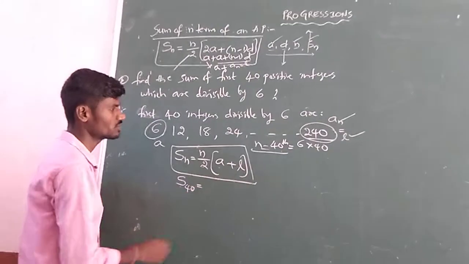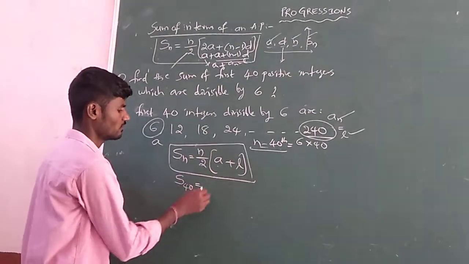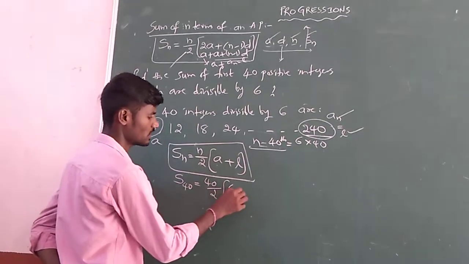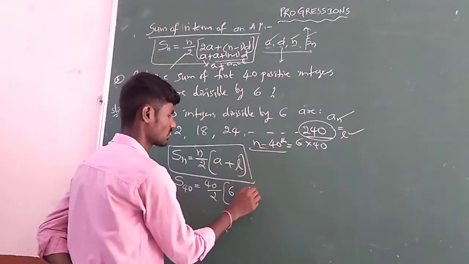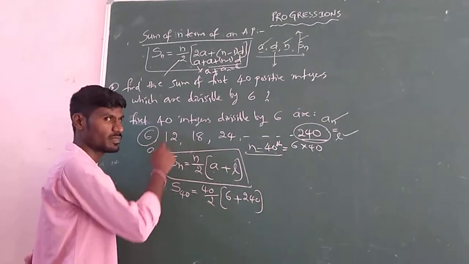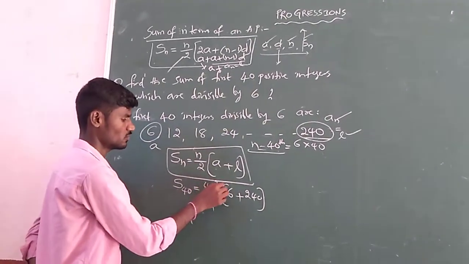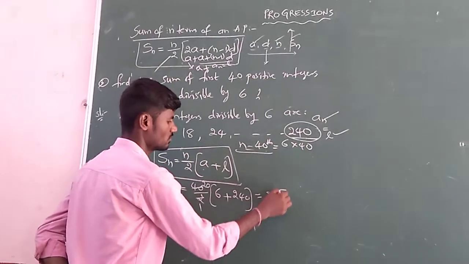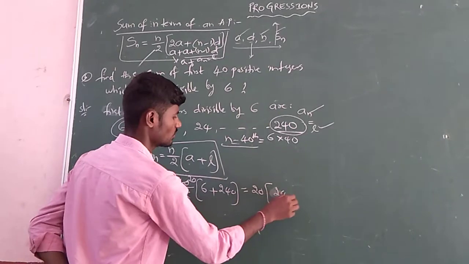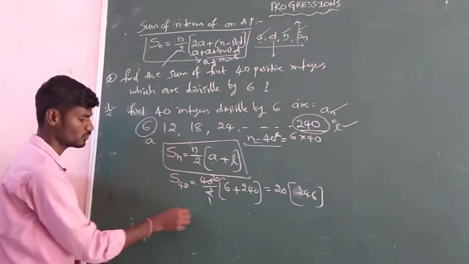N means how many terms here we have? 40 terms. So n by 2, 40 by 2, of first term a, 6, plus last term, what? 240. That's it. So this is another type, if you know first term and last term. 40 by 2 is 20. So 20 into 6 plus 240, result 246. So 20 into 246.